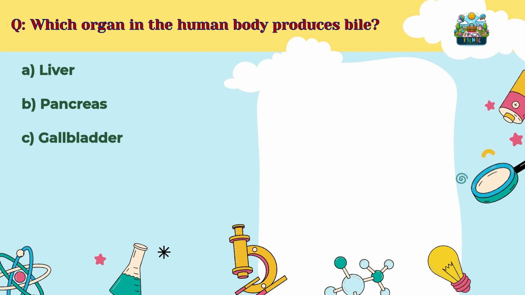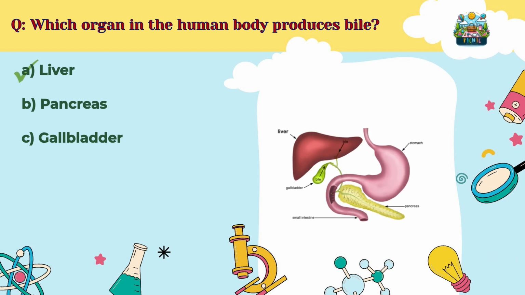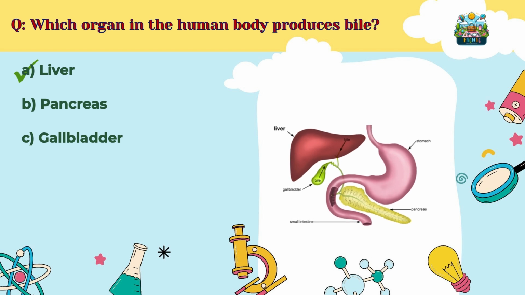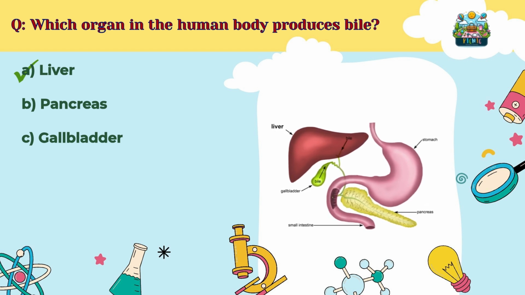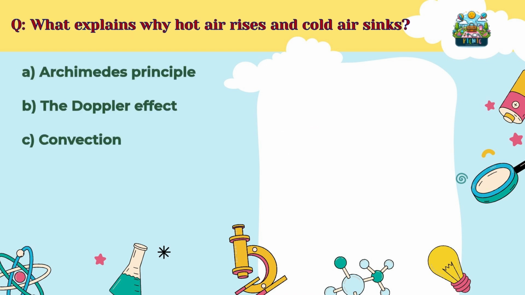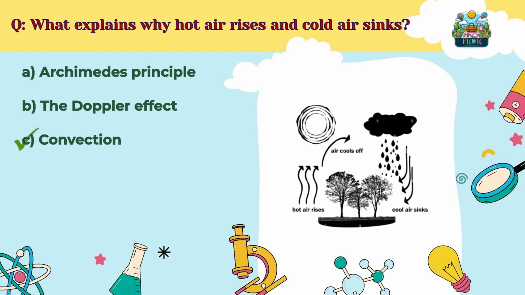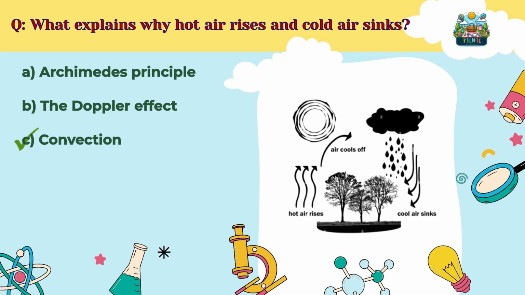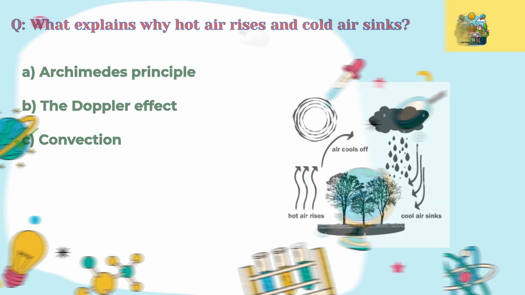Which organ in the human body produces bile? If you were thinking gallbladder, it's only stored there. Bile is produced in the liver. What explains why hot air rises and cold air sinks? Convection is the process that explains why hot air rises and cold air sinks.